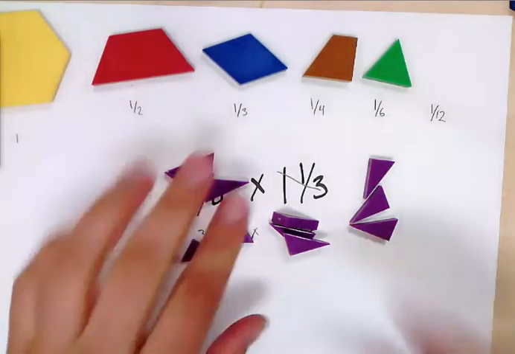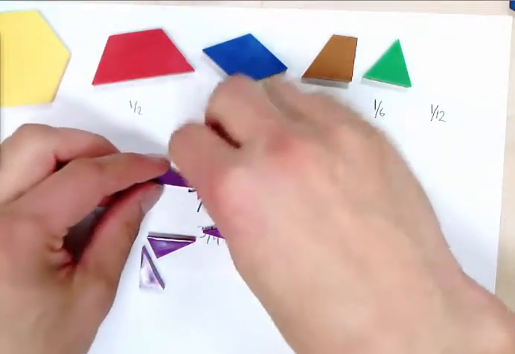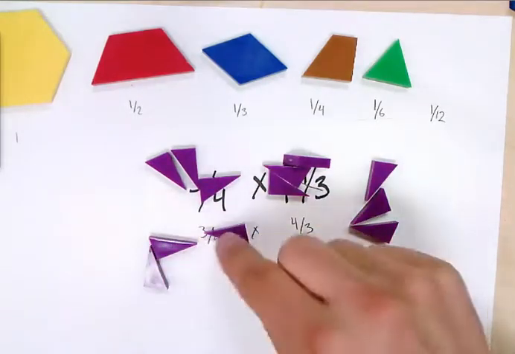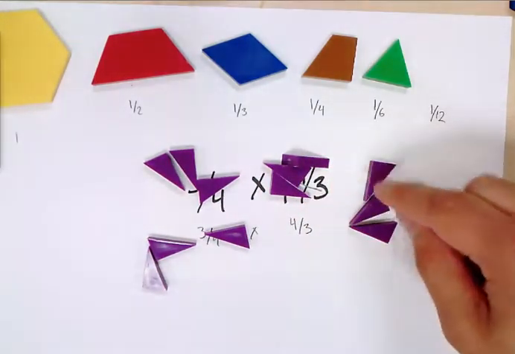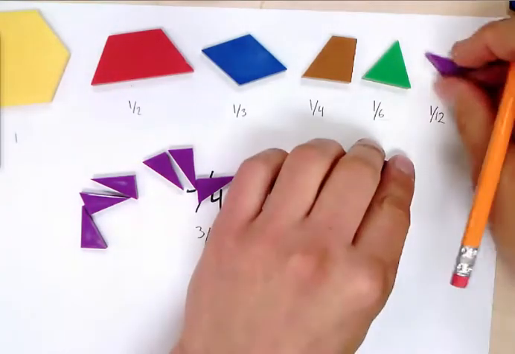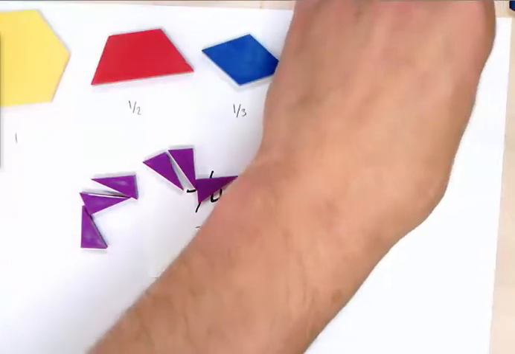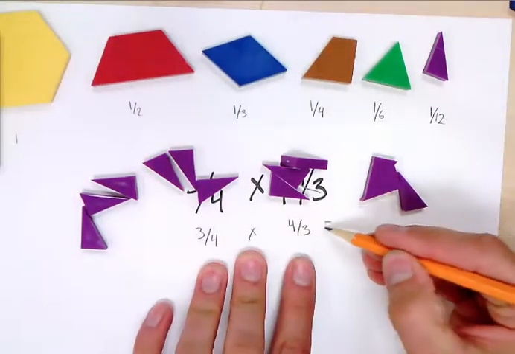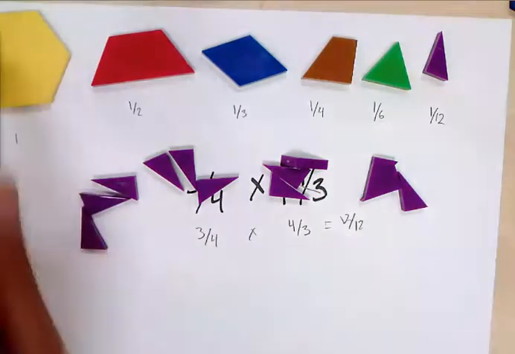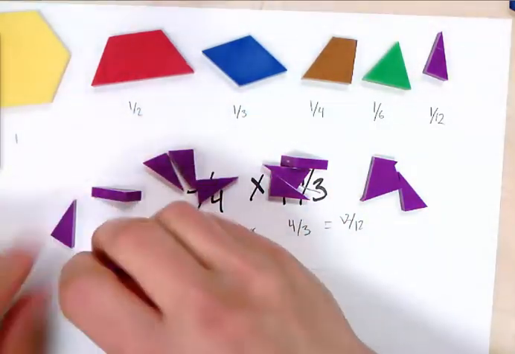Okay? Now, if we combine all of these together, we have altogether 1, 2, 3, 4, 5, 6, 7, 8, 9, 10, 11, 12. We have 12 twelfths. Because remember, these were there. So that's equal to 12 twelfths. And that's essentially equal to 1, because all of these will fit in to make 1.